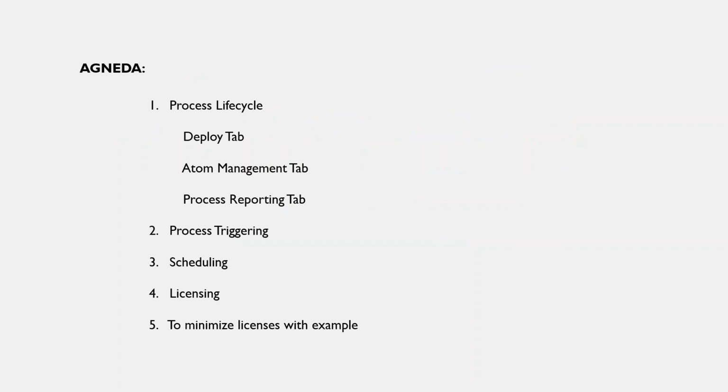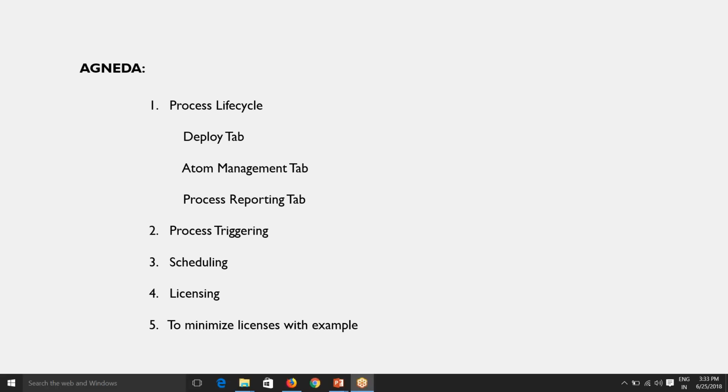The agenda plan for today is we'll go through the process lifecycle, the deploy tab, atom management tab, and process reporting tab. We'll trigger a process, we'll schedule a process, and we'll see how licenses are consumed. And with an example, we'll see how we can minimize the licenses. So let's get started.